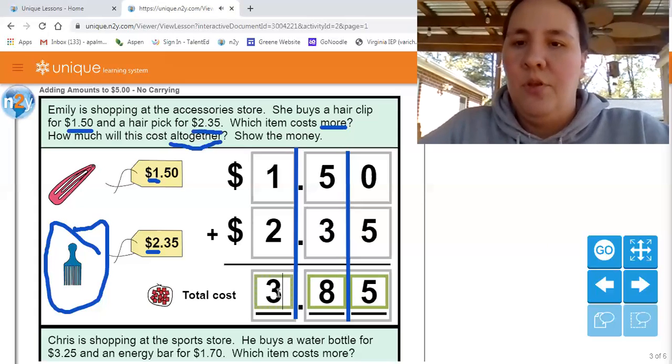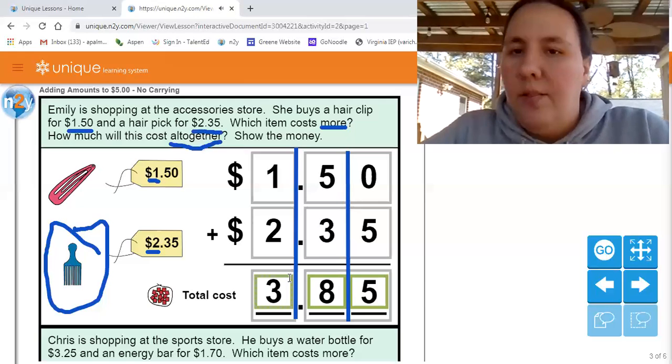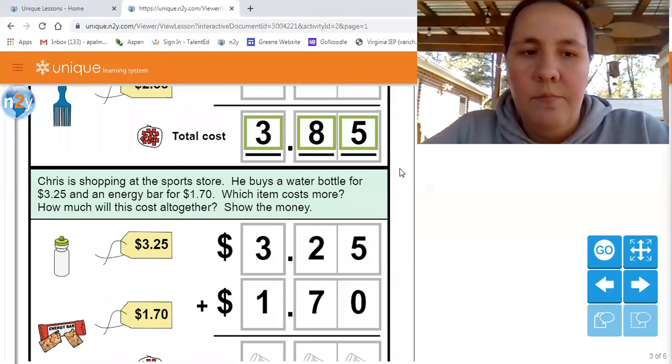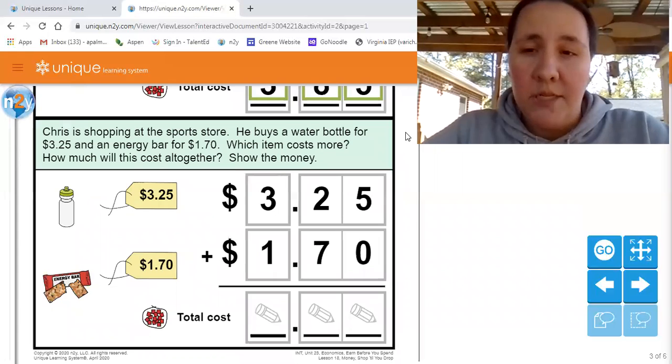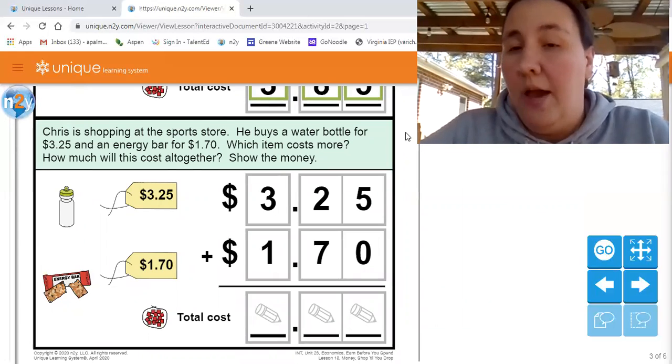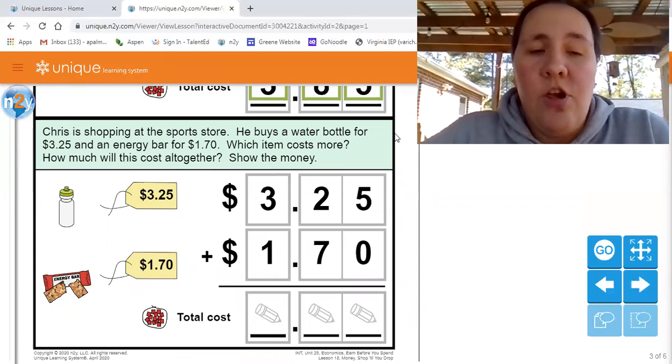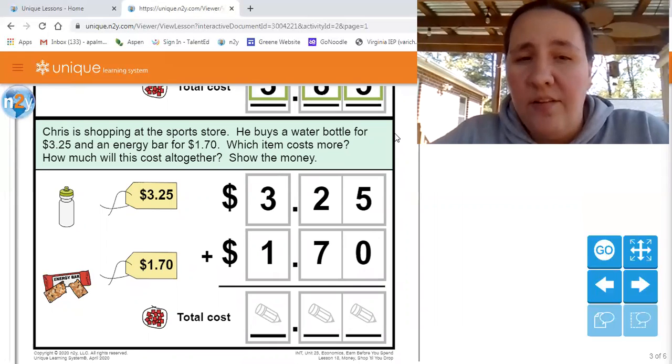Good job, guys. Let's try another one, okay? Let me move it on up. So we're going to read the problem. We're going to underline important details. We're going to talk about which one's bigger, and then we're going to add, okay? So Chris is shopping at the sports store. He buys a water bottle for $3.25 and an energy bar for $1.70. Which item costs more? How much will this cost altogether?